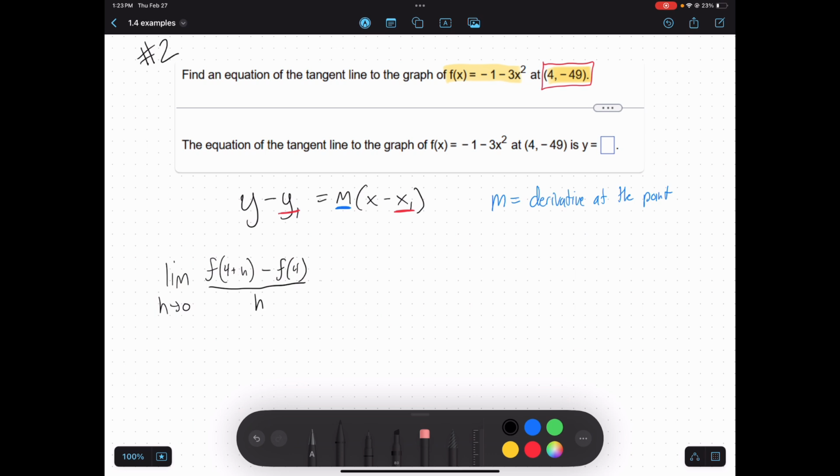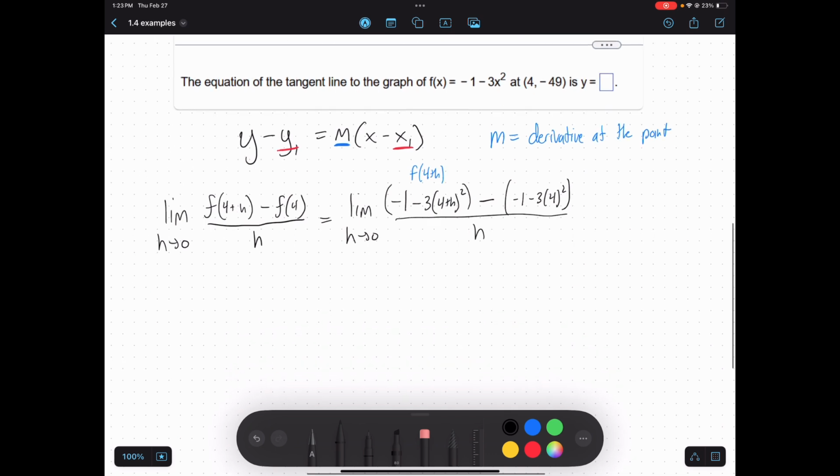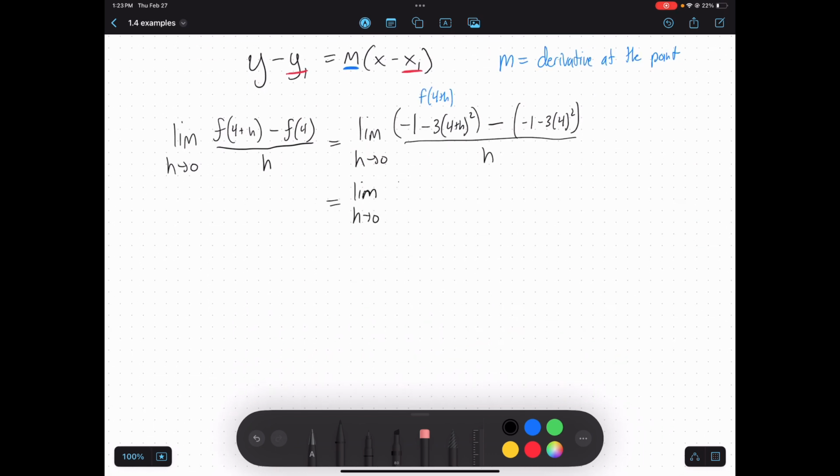And I can go ahead and start plugging this in. So the first piece, f of 4 plus h. Everywhere I see an x, I'm going to plug in 4 plus h. Next part, f of 4. Well, that's just me plugging in 4 into the function, which I technically already know what that is, right? That's the corresponding output value. But you can double check that just by doing the math. So next, 4 plus h squared gives me 16 plus 8h plus h squared.